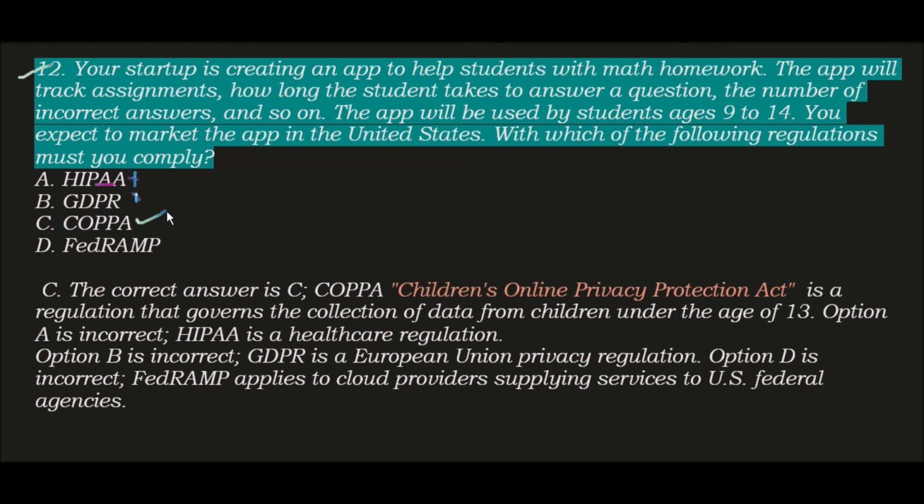Now just look at option D, FedRAMP. FedRAMP is also incorrect here because FedRAMP applies to cloud providers supplying services to US federal agencies. Okay, this is a very important question, guys, and a frequently asked question in the Google Cloud examination. So kindly focus on it, and your correct answer is option C, COPPA.